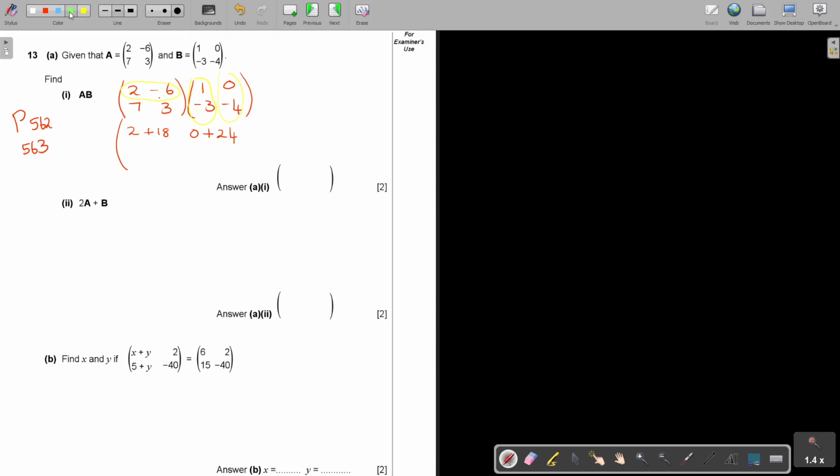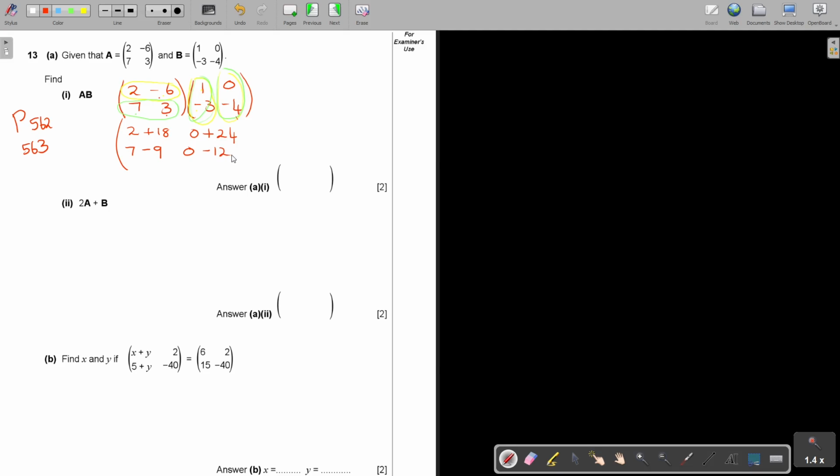Okay, and then I multiply this one with this one. So 7 times 1 is 7, and 3 times negative 3 is negative 9. And then I'm going to multiply with this one. So 7 times 0 is 0, and 3 times negative 4 is negative 12.